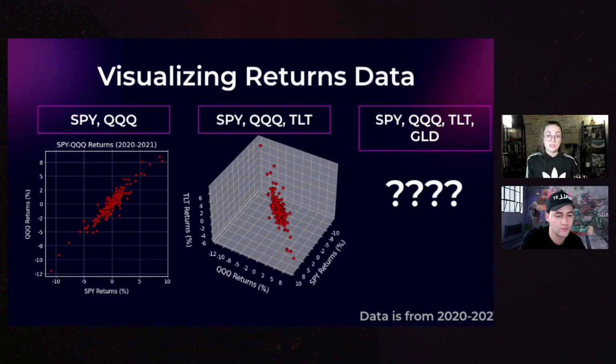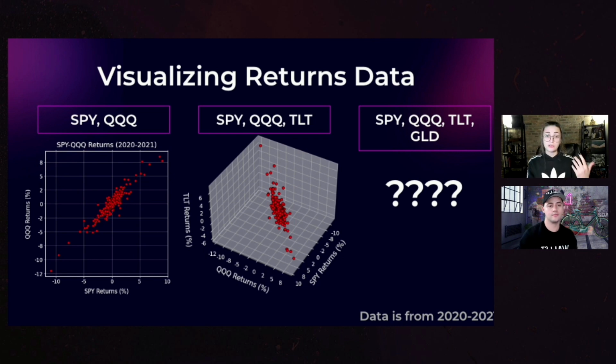But if we want to, for instance, look at three elements, SPY, QQQ, and TLT, now our plot is three-dimensional. We're looking at SPY returns versus QQQ returns versus TLT returns. Now we can see this kind of three-dimensional surface, and we can get a sense of how one moves relative to the other. But overall, our ability to understand this data, and especially to act on it or make decisions with it, starts to become more complicated.